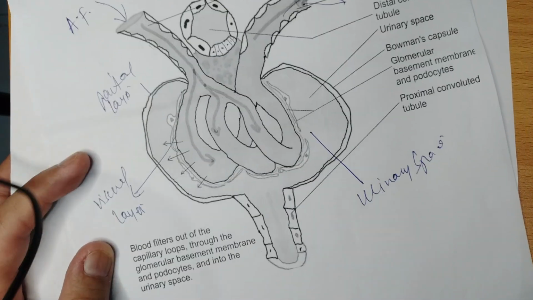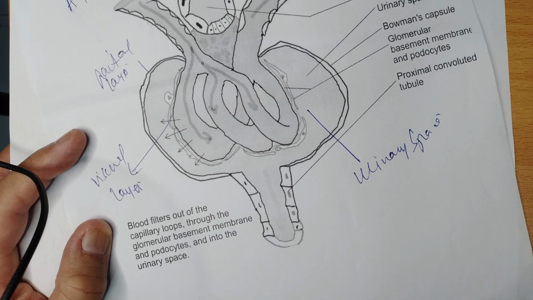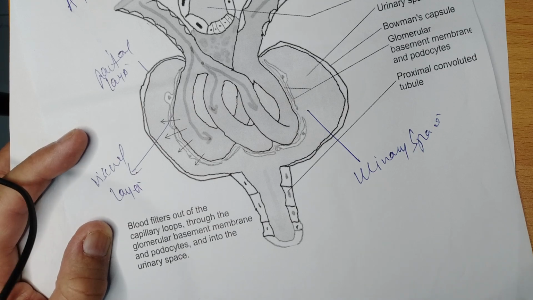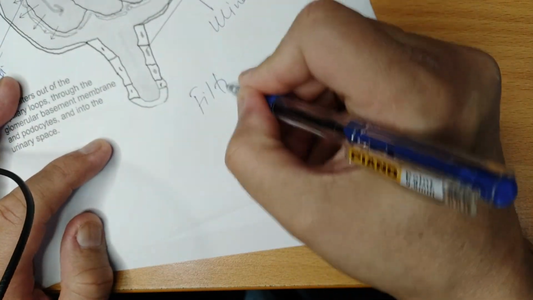What does it mean? The high blood pressure within the capillaries of the glomerulus forces the fluid and small molecules like water, salts, glucose and waste products out of the blood into the Bowman's capsule's urinary space. So what is the filtration barrier? I would like to introduce another word, filtration barrier.